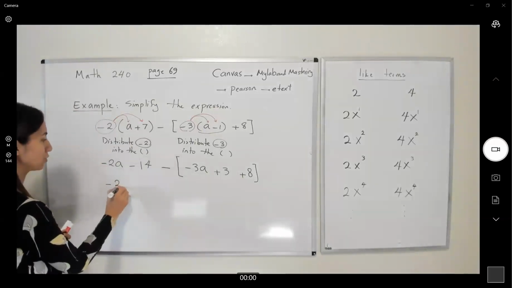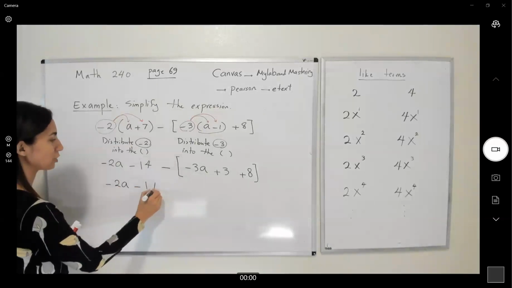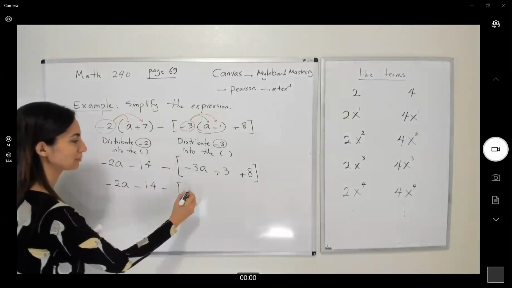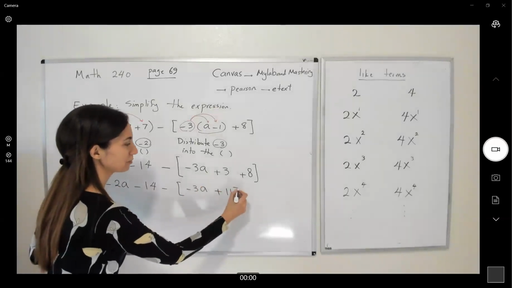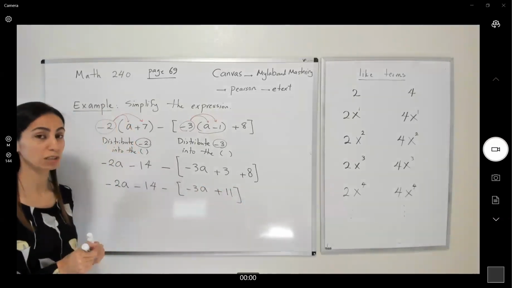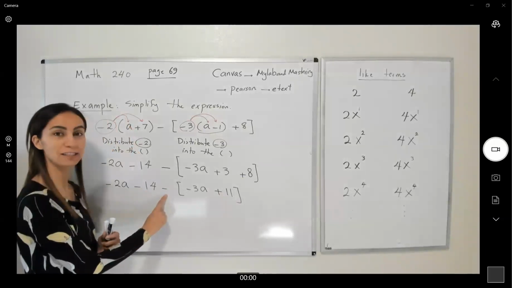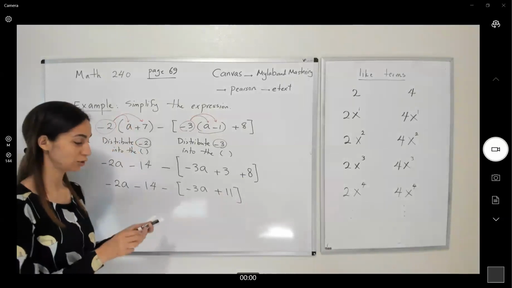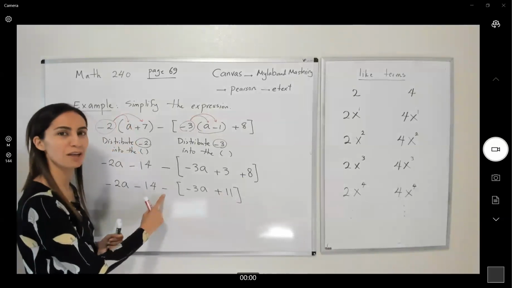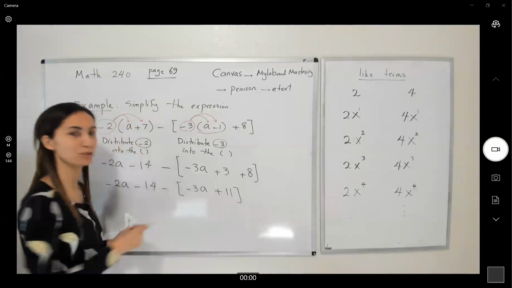I have -2a, -14, minus bracket, -3a plus 11. Very well. You have a minus sign outside the grouping symbol here, so you're going to distribute this minus sign into the bracket.